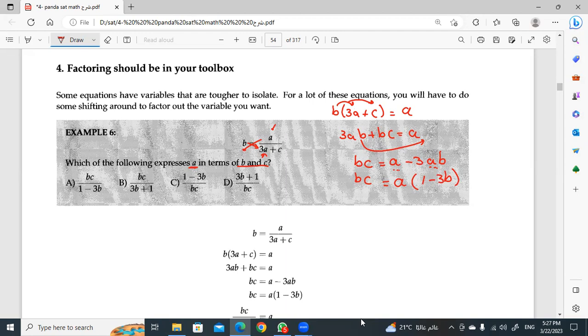Right now, the 1 minus 3B is multiplied beside the A, so I will move it to the other side by division, and I finish my question, which is BC over 1 minus 3B. Clear? And the answer will be A.